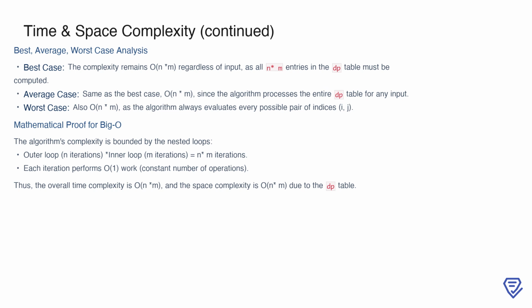Mathematically, the complexity is determined by the nested loops. The outer loop runs n iterations and the inner loop m iterations, resulting in n*m iterations in total. Since each iteration performs a constant amount of work, the time complexity is O(n*m). Similarly, the space complexity remains O(n*m) due to the size of the DP table. This consistent behavior makes the algorithm predictable and efficient, even for larger inputs.